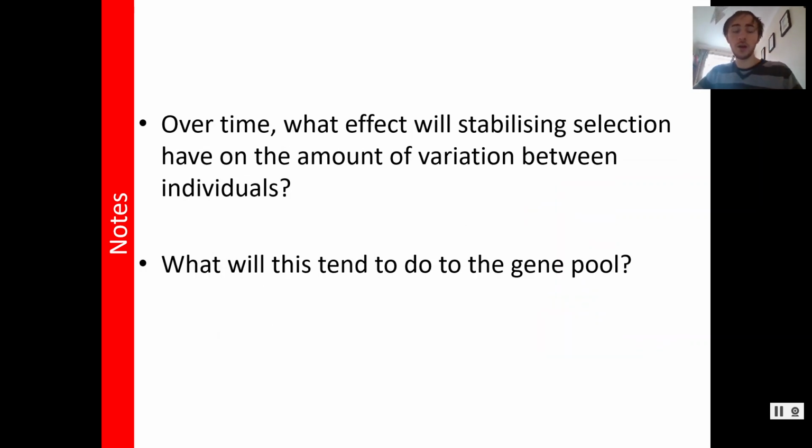So, over time, what effect will stabilising selection have on the amount of variation between individuals is the first question. And what will this tend to do to the gene pool, to genetic variation, to the amount of alleles around? What do we think? And can you write down these questions in full sentences, please?